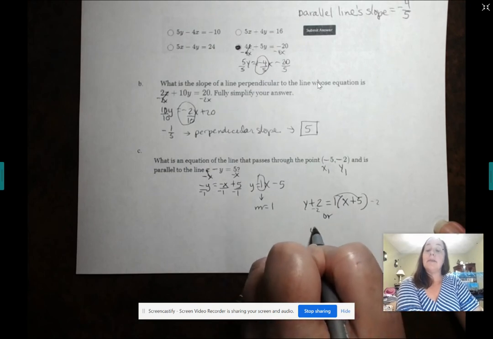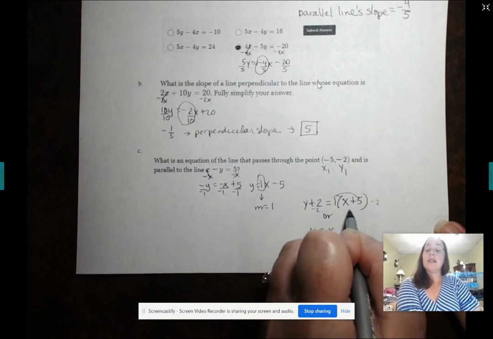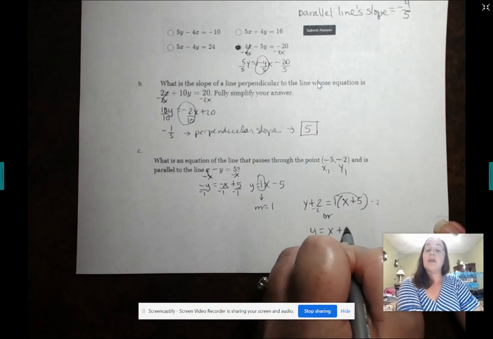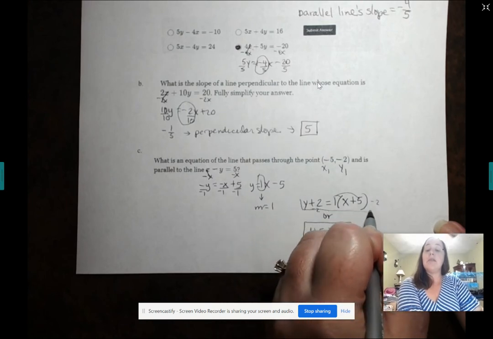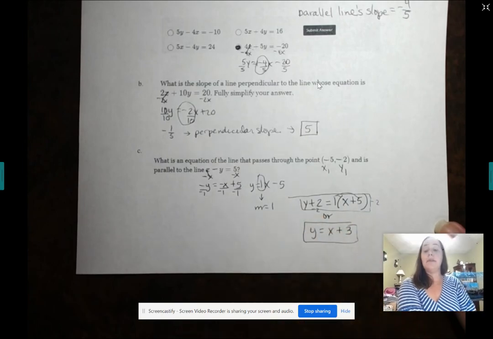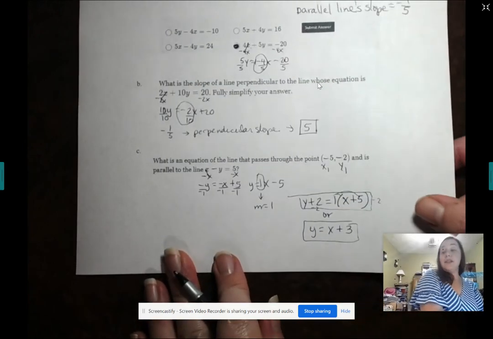Now you could leave it in this point slope form, or you could go ahead and move it into slope intercept form, which would be x plus 5 minus 2. So that would end up being that. So either one of these, I believe it accepts either one. Those are considered equivalent lines.